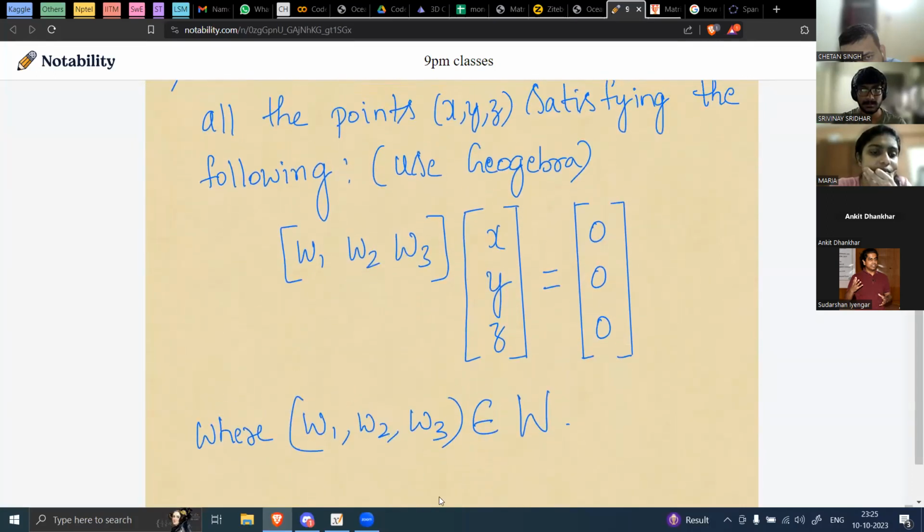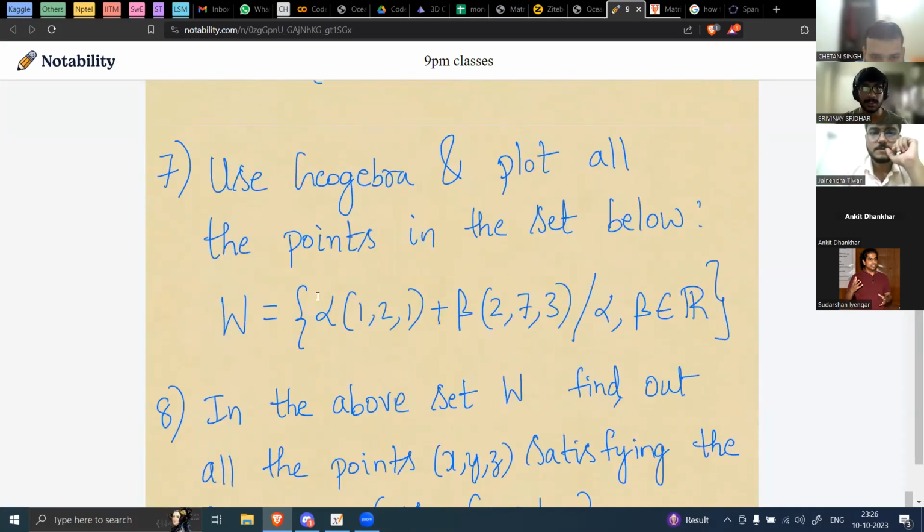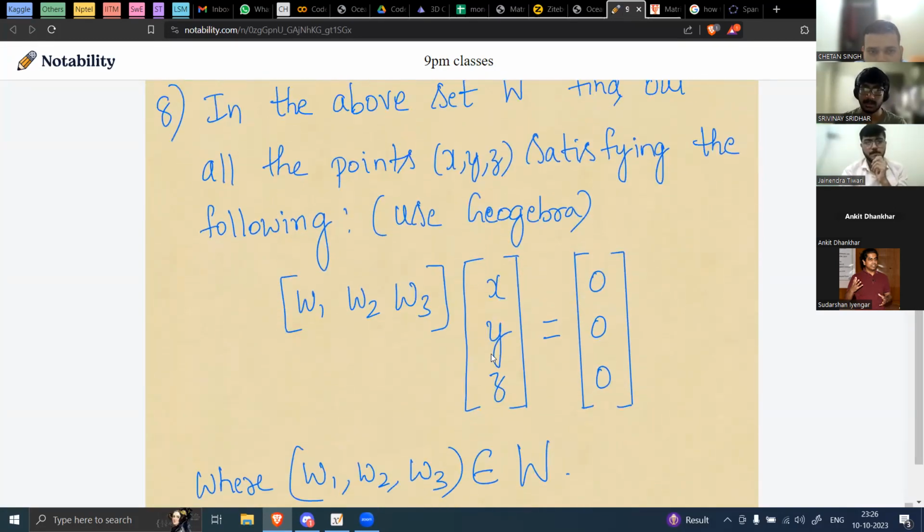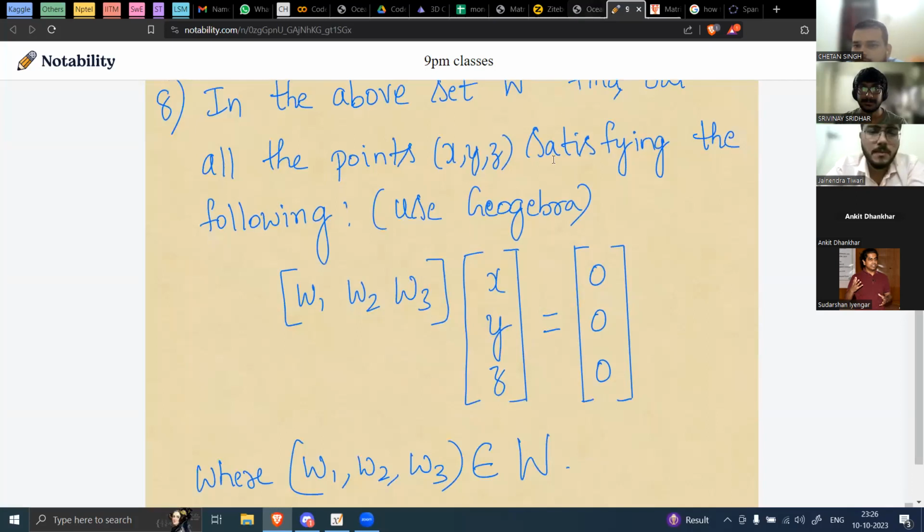W is the set, right? Where W1, W2, W3 is an element in W. It's a point from W, a point in R3. It's a row vector. Understood. So which means the product will be 0 only, scalar 0. Basically, it's a dot product.